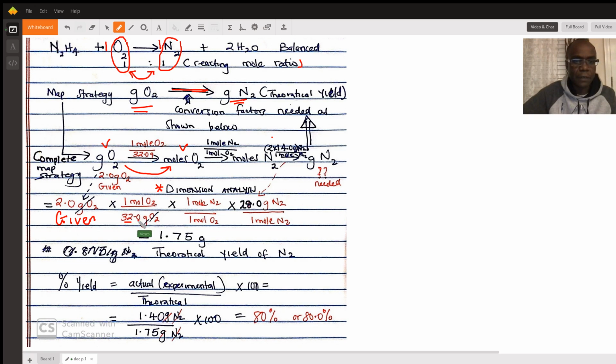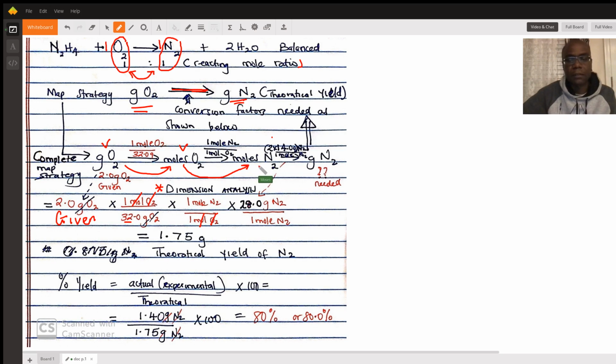Remember, I don't have the 32 grams as the numerator. I have it as a denominator because I really want these first units to cancel out. So multiply 2 grams by 1 all over 32. You'll be left with moles of oxygen. But we don't want moles of oxygen, we want moles of nitrogen. So we use our conversion factor, the reacting ratio of 1 to 1 of oxygen to nitrogen. Again, I want these units to cancel out, so I'll put my moles of oxygen as the denominator and moles of nitrogen as the numerator.